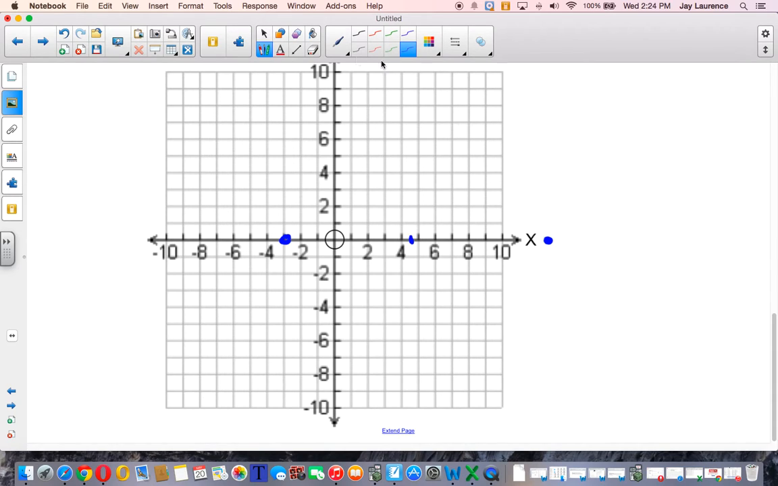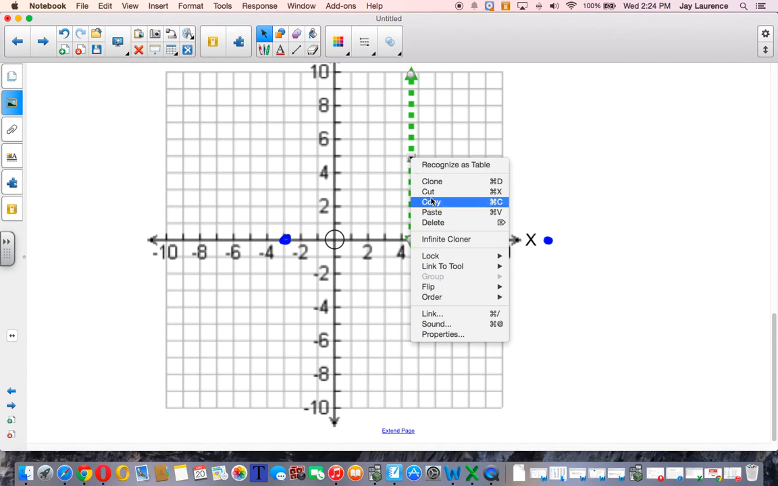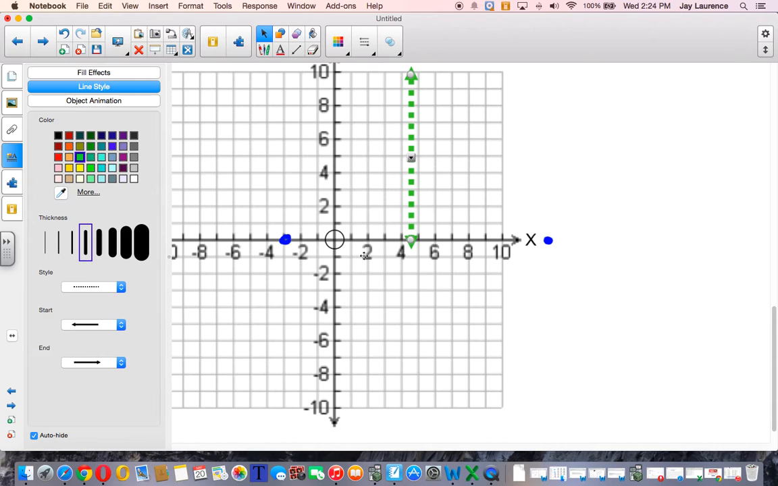Now I don't have a point there. I will have my axis of symmetry. Remember that? The axis of symmetry, a line that the parabola is symmetrical about. Yeah, it's going to pass through the vertex. The vertex will sit on the axis of symmetry.